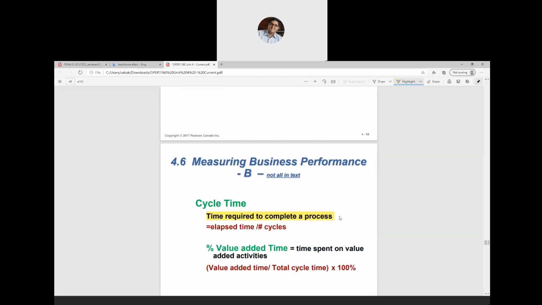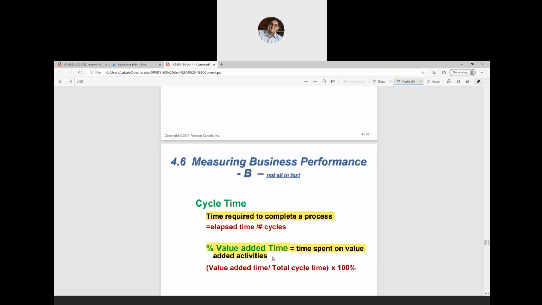Cycle time is the total time it takes to complete any process. Last time we discussed the time it takes to travel from your home to, say, getting the cup of coffee from Tim Hortons. If we define that as the process, it consisted of 5 different stages, and we added up all the times to get the cycle time.